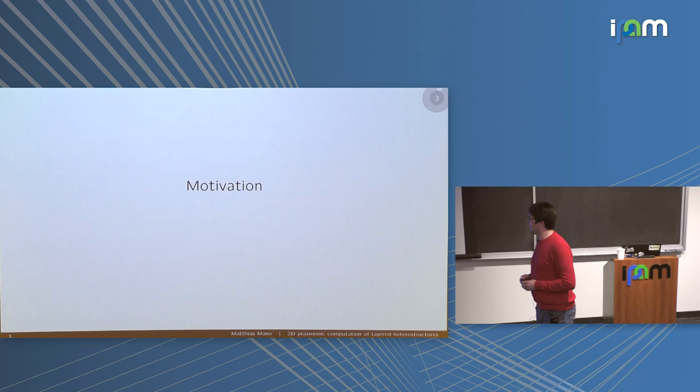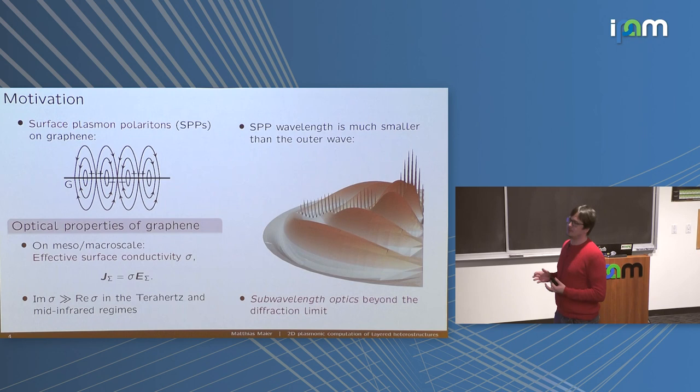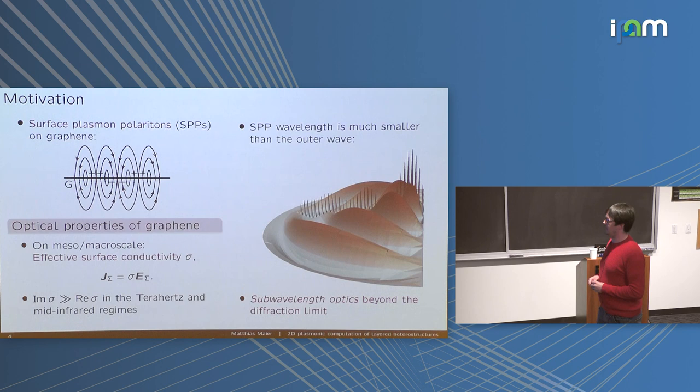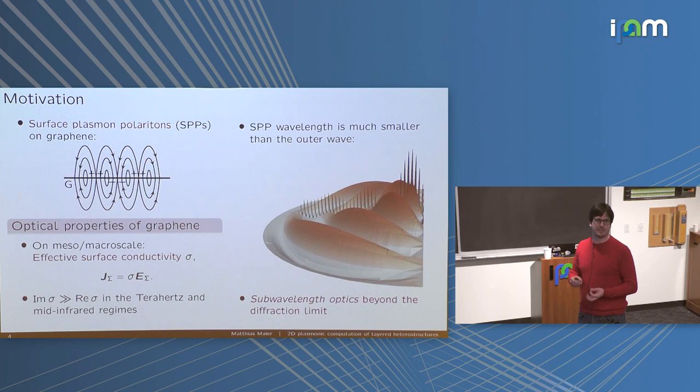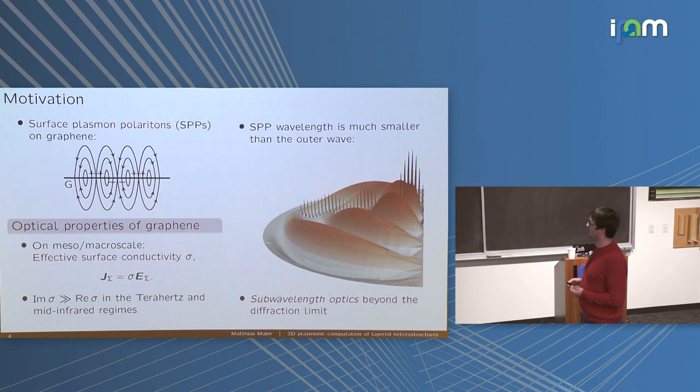So let me get started. The idea behind what I want to present today is that we got interested in surface plasmon polaritons, which were beautifully introduced yesterday in great detail. In particular, at least for me, because I am a scientific computing person, because it actually scales, it creates a huge scale separation. The surface plasmon polariton wavelength is usually much smaller than any ambient wave feature.